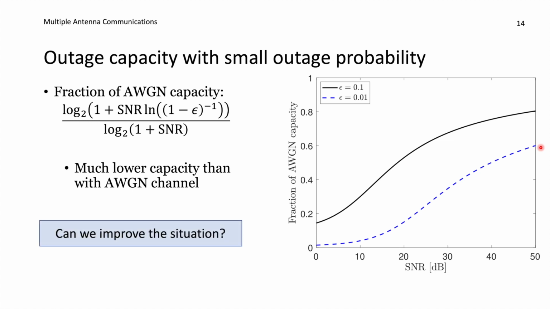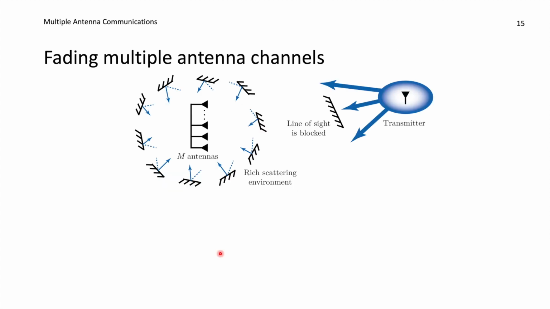So can we improve the situation somehow? Yes, we can use multiple antennas. We will now extend the analysis to having multiple antennas at the receiver side. So it's a SIMO channel. One transmit antenna here is sending out its signal. There is no line of sight path because it's blocked, and the receiver is surrounded by a lot of scattering objects, which means that the signal is reaching the receive antennas from many different directions.